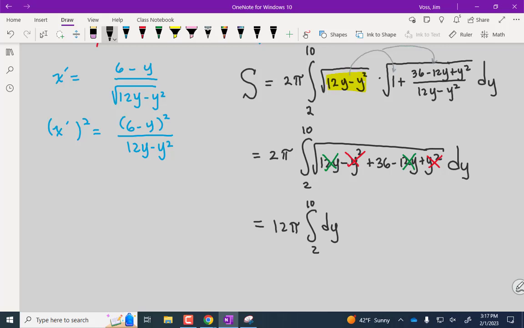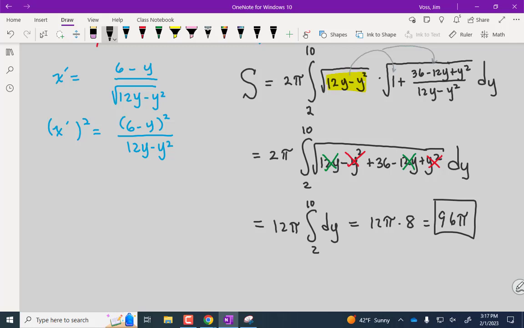And what does that equal? The integral from 2 to 10 of dy? 8. Very good. 12 pi times 8. So that's the length of the interval. When we integrate a differential, the answer is the length of the interval, upper minus lower.